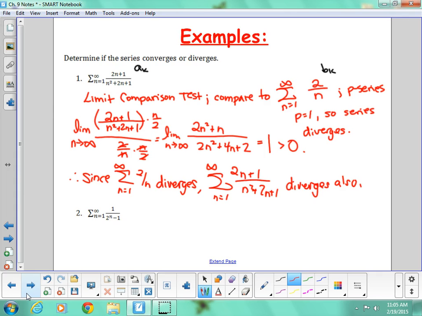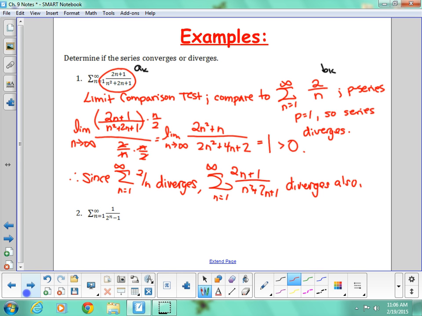Integral test was going to be really hard. It would have been arctangent, with u as the bottom, and du would be 2n plus 2, which doesn't quite match. We could have done plus 1 to make it plus 2 minus 1 and done stuff, but I was trying to show limit comparison tests.